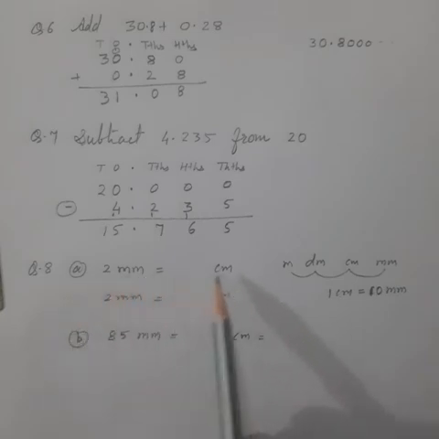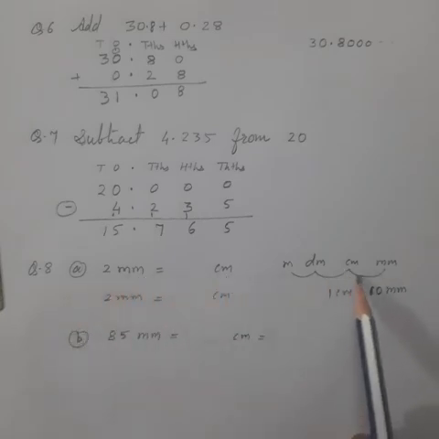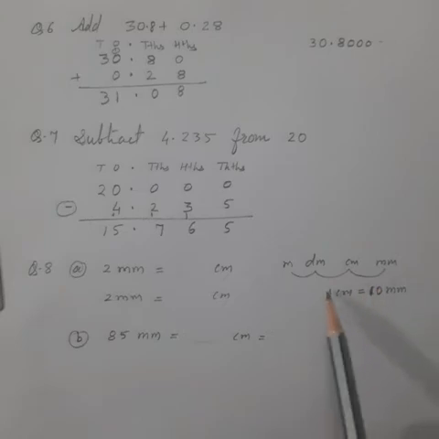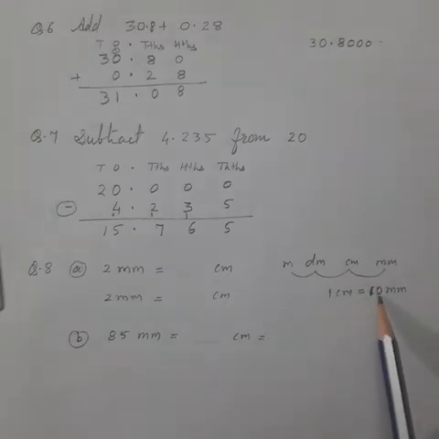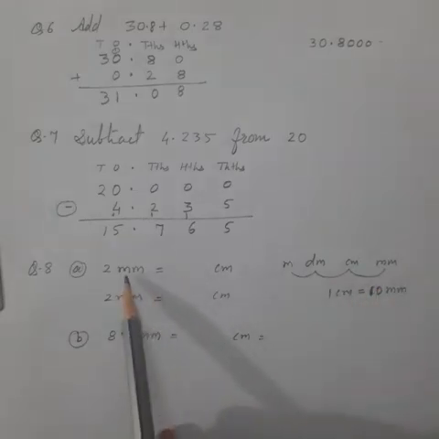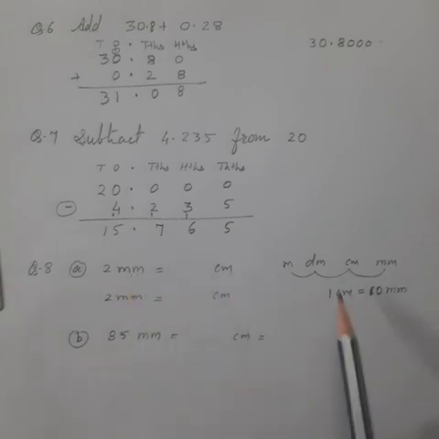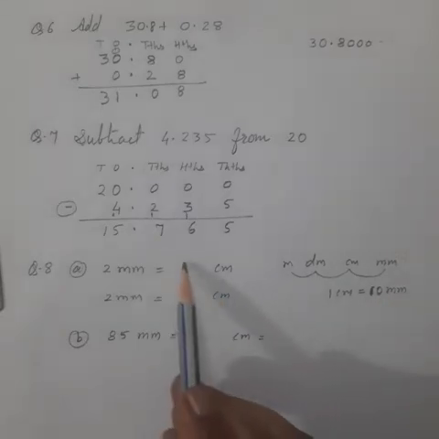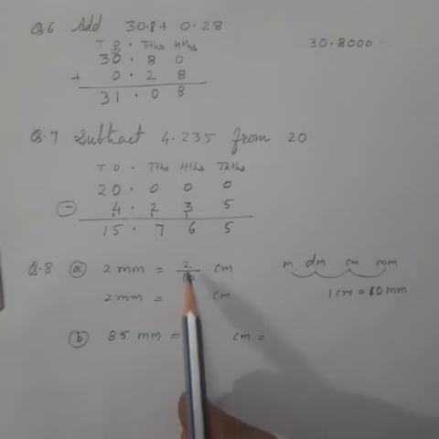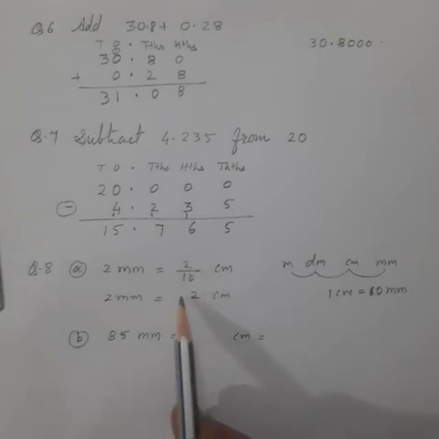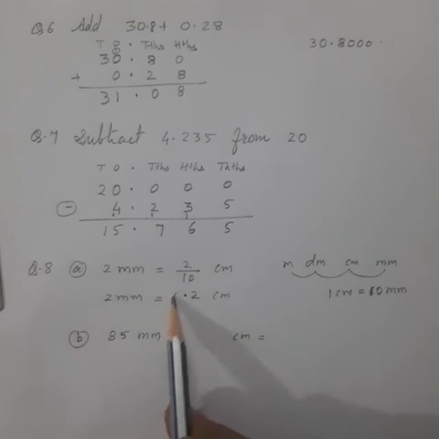Question 8. A part. 2 millimeters means how many centimeters? Centimeters to millimeters, one jump. So 1 centimeter is equal to 10 millimeters. But here we have to convert millimeters into centimeters, smaller unit into greater unit. So we have to divide by 10. Divide 2 by 10. 2 tenths. It means 2 is at first place after decimal point. So it is 0.2 centimeter.